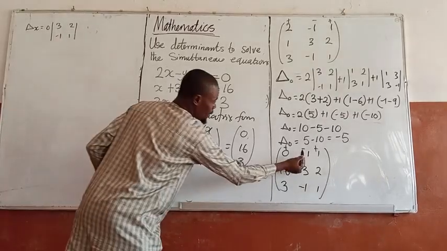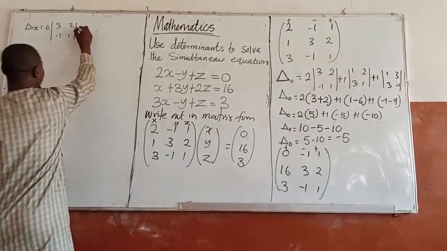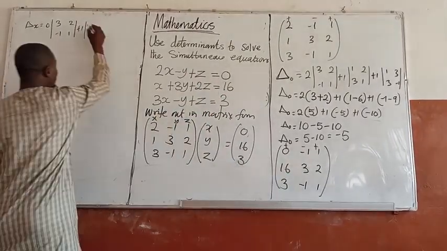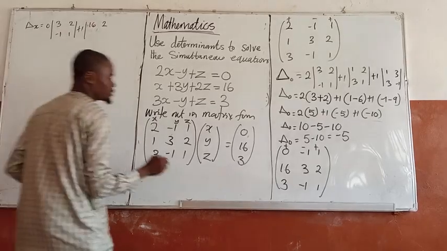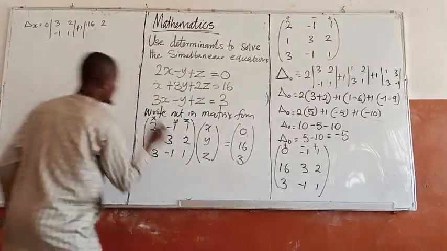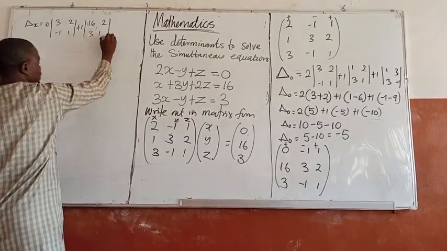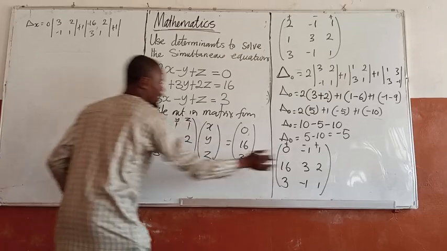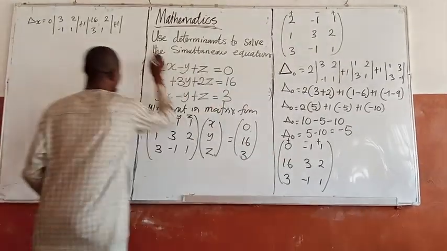Then we have minus times minus is now plus 1. Then cancel the column and row. We have 16, 2, 3 and 1. Then plus 1. Then we cancel the row and column and we have 16, 3.